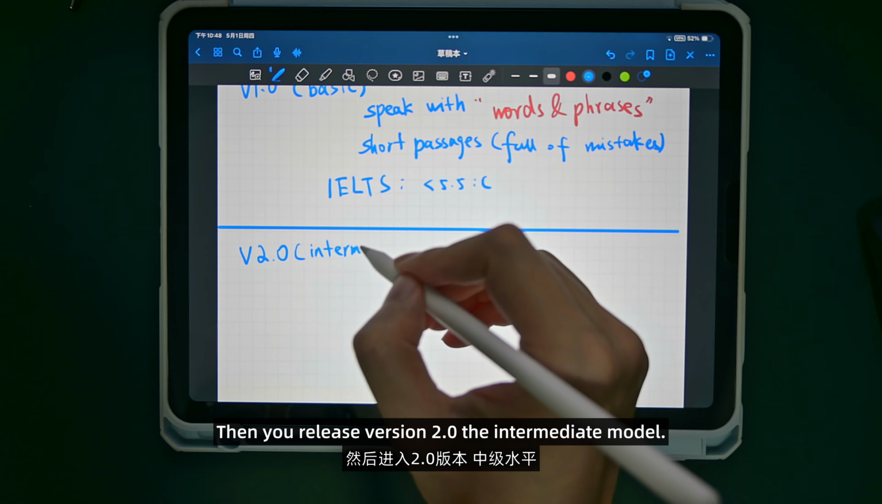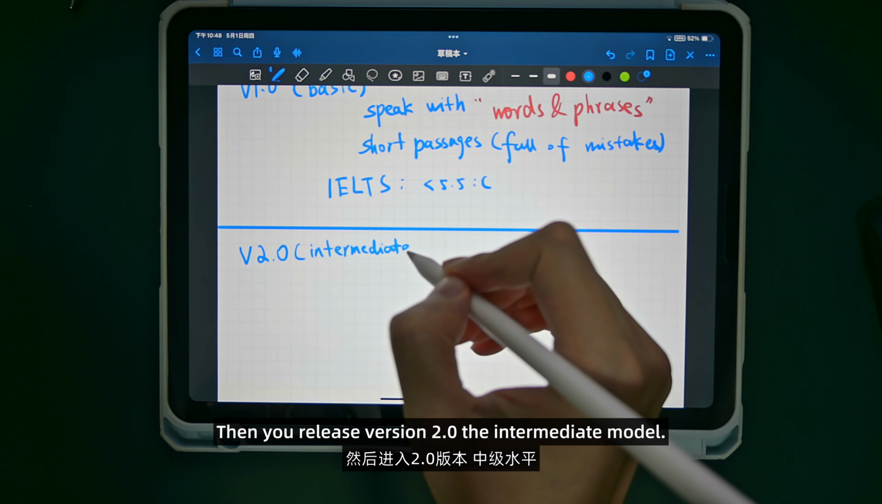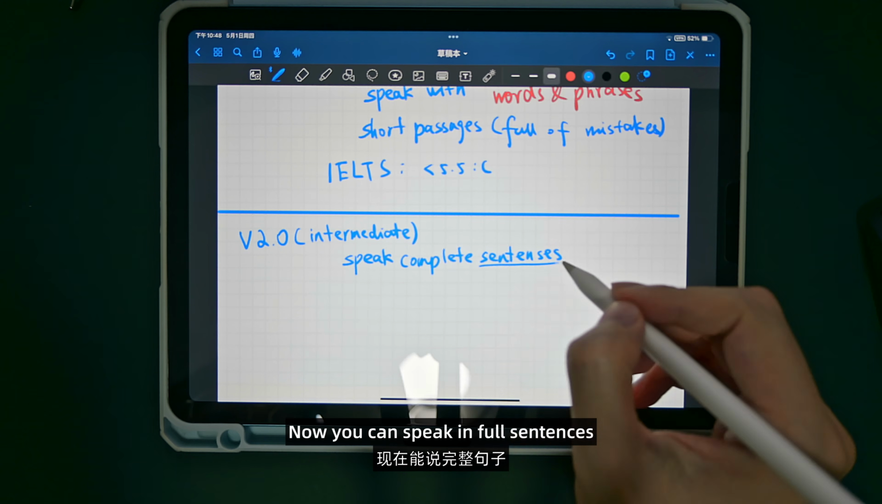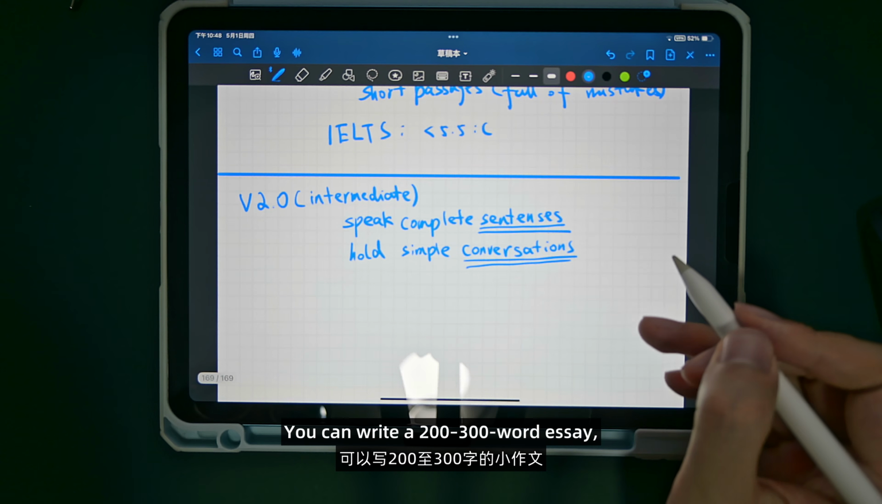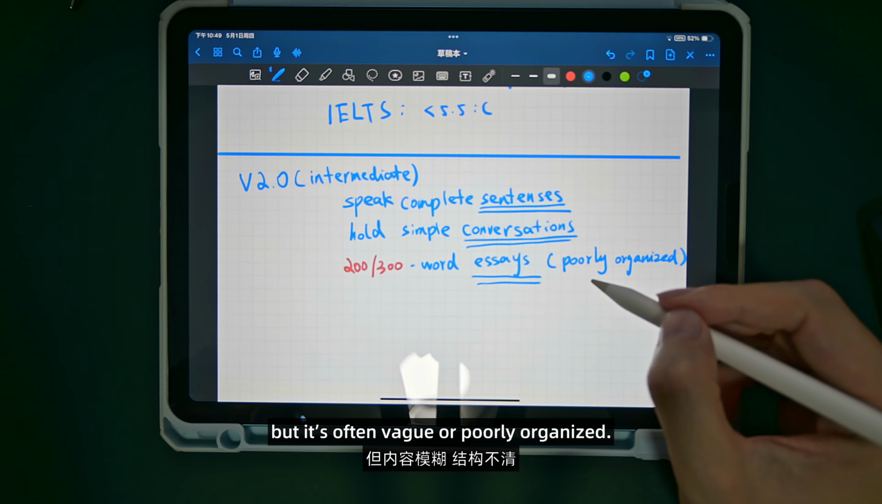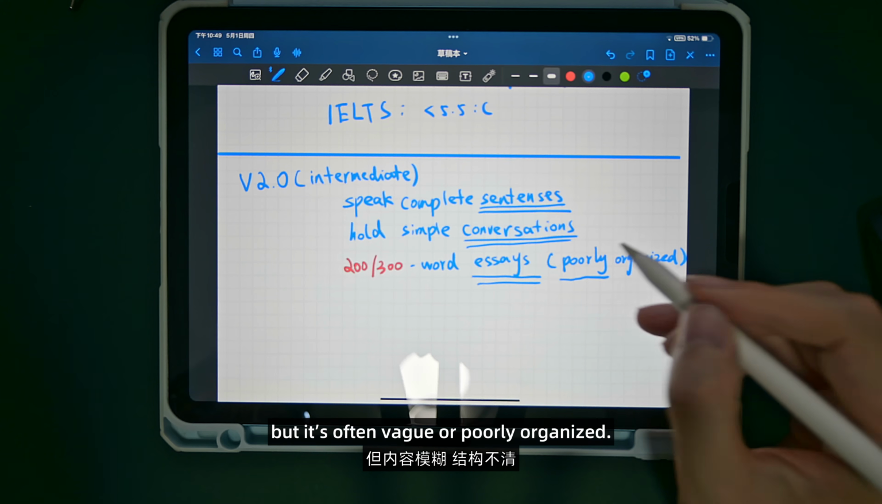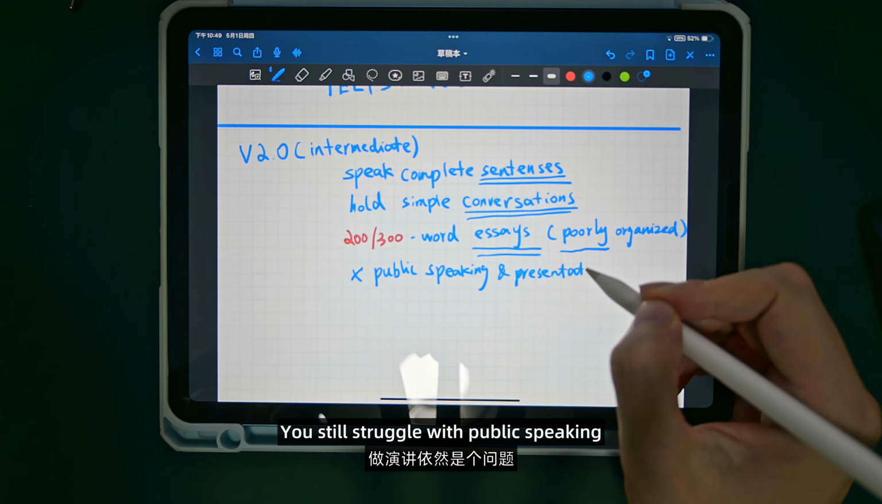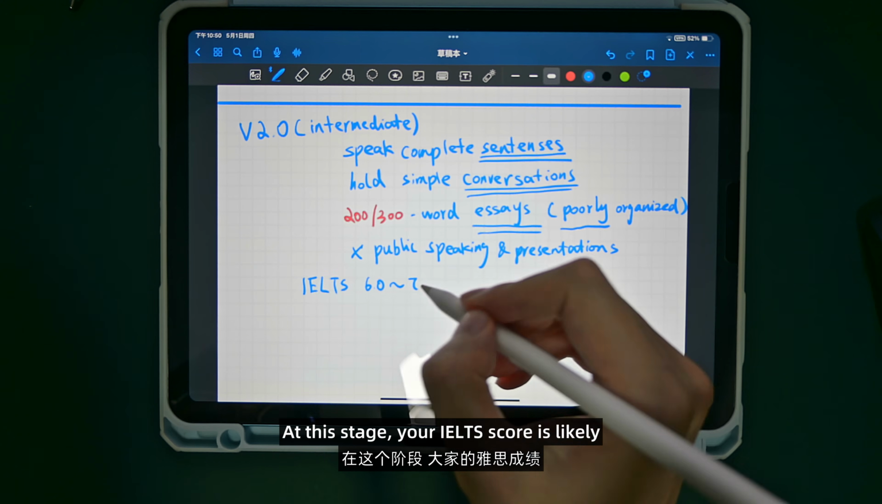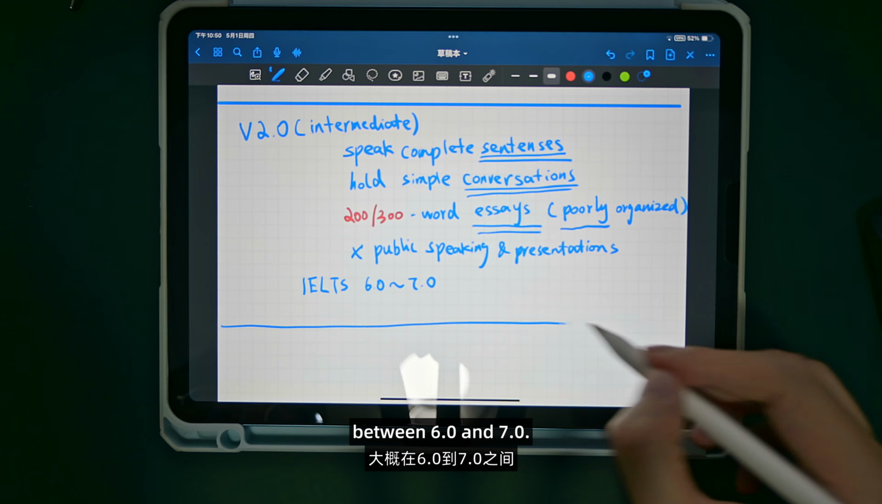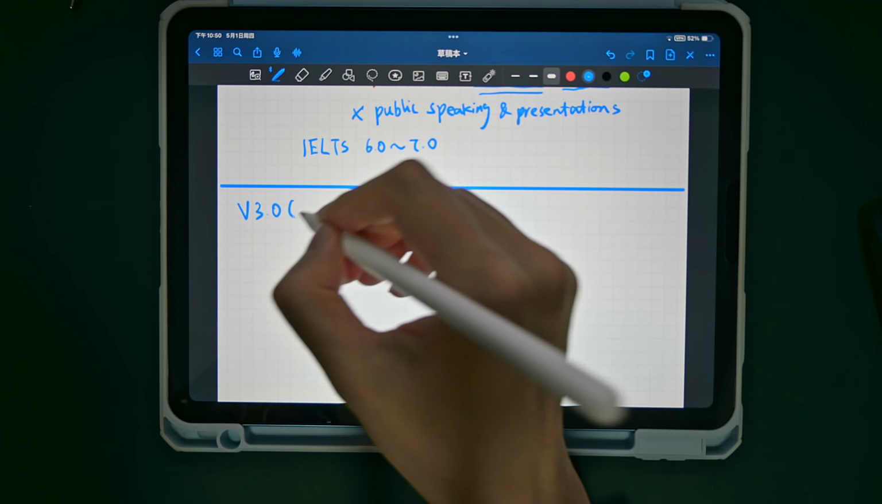Then you release version 2.0, the intermediate model. Now you can speak in full sentences and hold simple conversation. You can write a 200 or 300 word essay, but it is often vague or poorly organized. You still struggle with public speaking and elaborating on ideas. At this stage, your IELTS score is likely between 6.0 and 7.0.